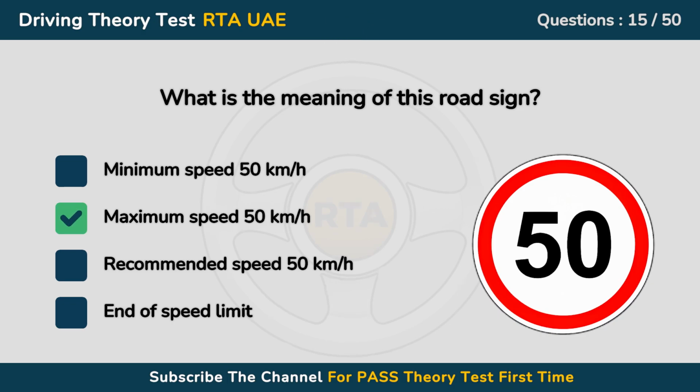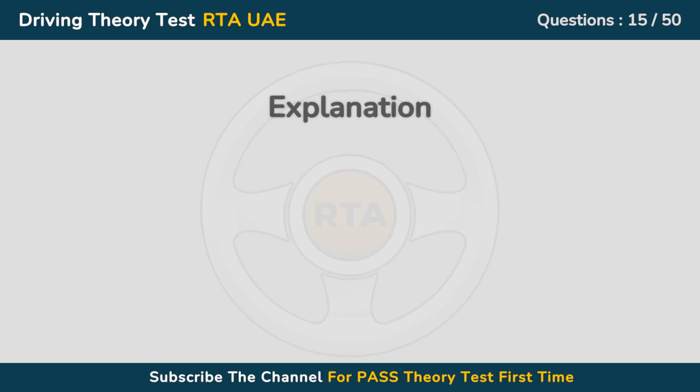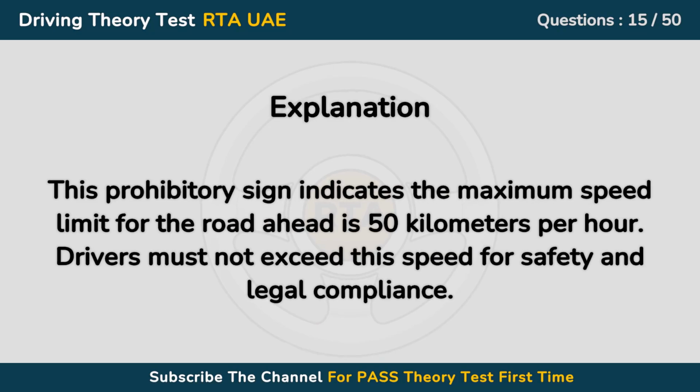Answer is B, maximum speed 50. This prohibitory sign indicates the maximum speed limit for the road ahead is 50 kilometers per hour. Drivers must not exceed this speed for safety and legal compliance.